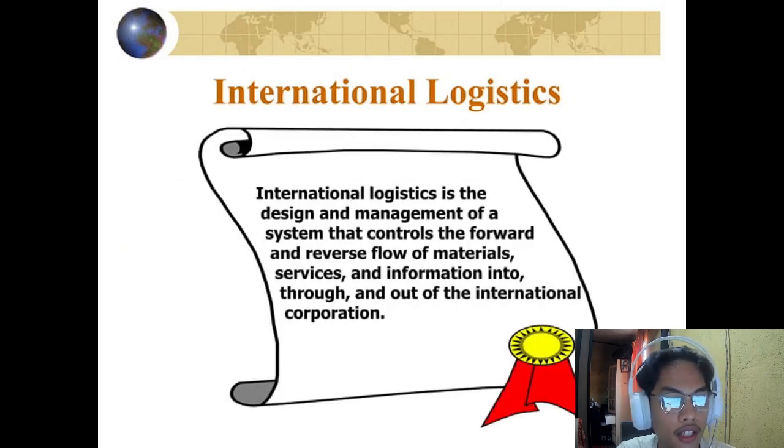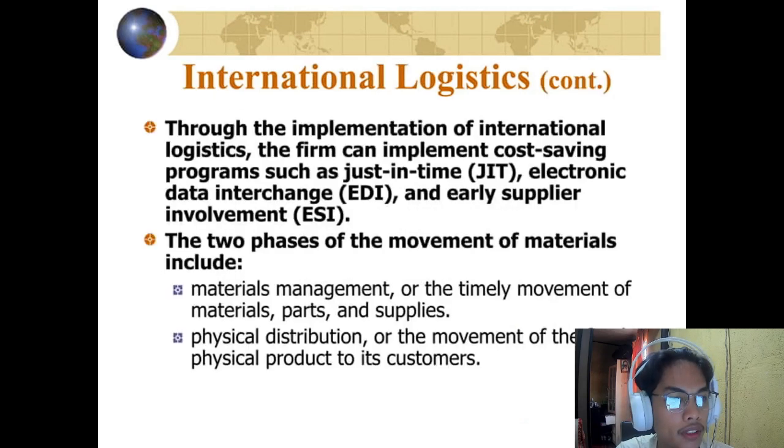So, what is international logistics? International logistics is the design and management of systems that control the forward and reverse flow of materials, services, and information into, through, and out of the international corporation. So, through the implementation of international logistics, the firm can implement cost-saving programs such as just-in-time or JIT, electronic data interchange or EDI, and early supplier involvement or ESI.